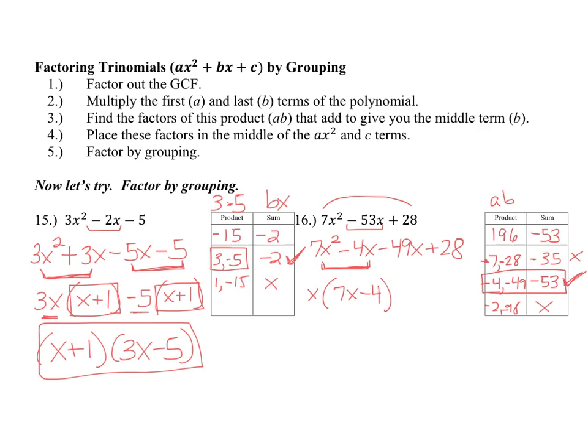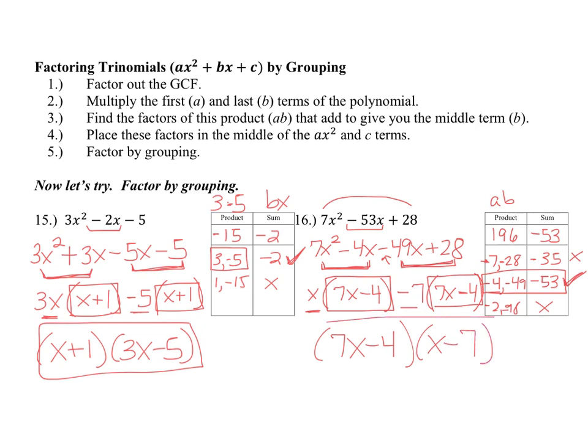Then I look at the next two terms. The thing that negative 49x and 28 have in common is negative 7. Reminder, we're pulling out a negative because that term is negative. So you pull out a negative 7, you divide negative 49x by negative 7, that gives me 7x. And 28 divided by negative 7 is negative 4. Well, there we go. Here is the common factor, one of the factors, 7x minus 4. And then what's left is x minus 7. And those are your two factors.